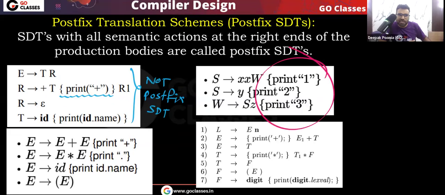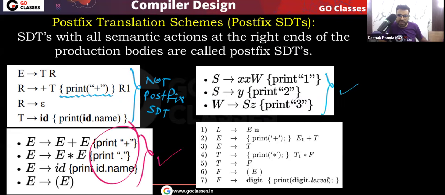Here all the semantic actions are placed at the right end of the production bodies. So you can see this is actually a postfix SDT. What about this SDT? Is this a postfix SDT? Yes, this is also a postfix SDT because all the semantic actions are placed at the right end of the production bodies.